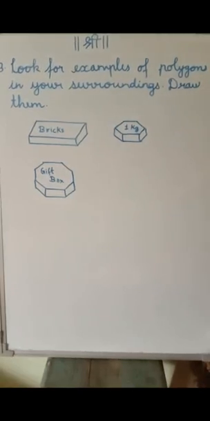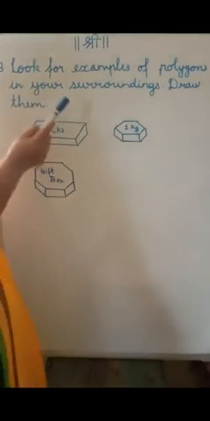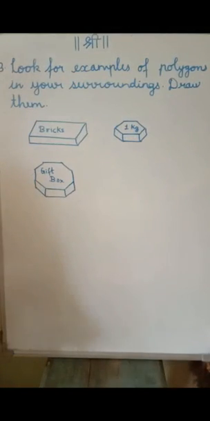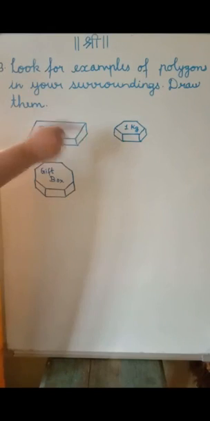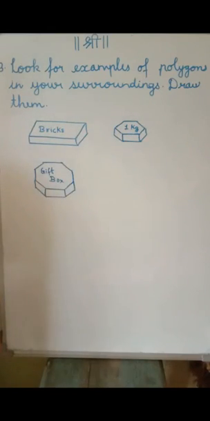Question 3. Look for examples of polygons in your surroundings and draw them. So I have drawn 3. You can draw more, but don't draw these. So search for some different objects or things and draw them. I have drawn the quadrilateral shape of bricks. Here, for the hexagon, I have used the measuring weights. And here, a gift box in the shape of an octagon. If you have some other things in your surroundings, you can draw them and complete the question.